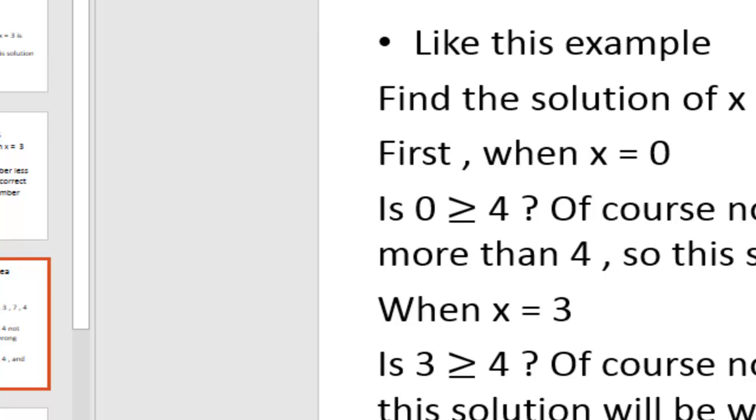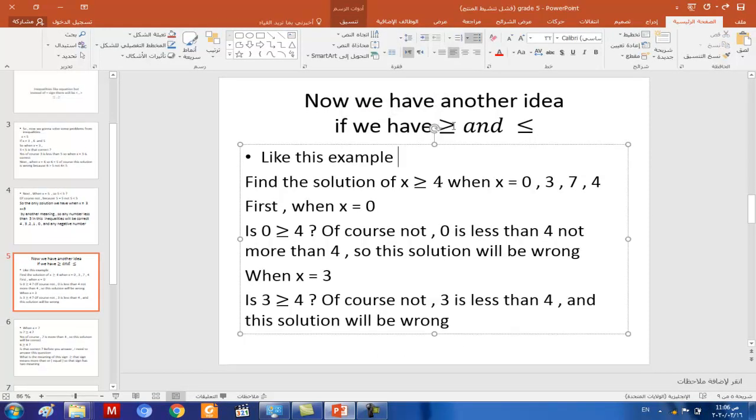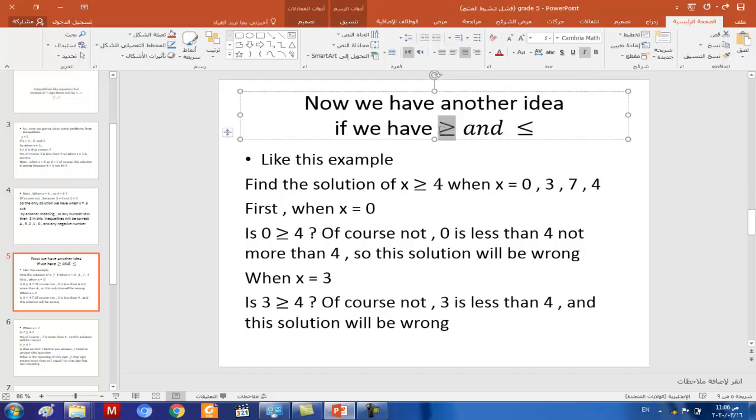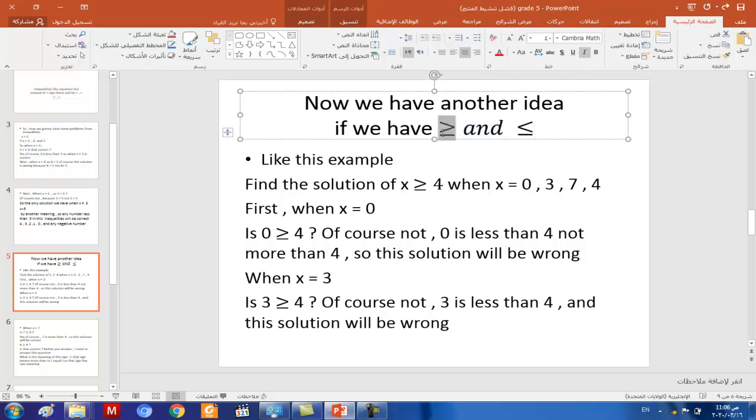But what if we have equal? The line under the sign means equal. So if we have the number on the left more than the right, it will be correct. And if the number on the left equals the number on the right, it will also be correct, because the line under the sign of inequality means equal.